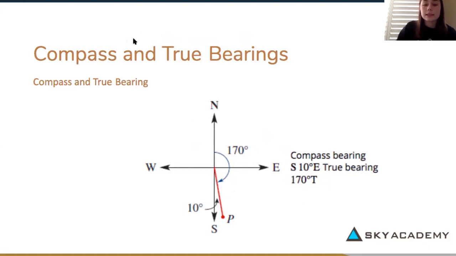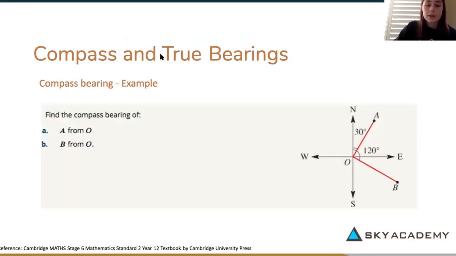So let's have a look at some questions now. Here we have some compass bearing examples. Find the compass bearing of A from O. And if we have a look, A is here. And we know that we can either be in the north half or the south half, and that's going to indicate what our first letter is, the point of origin. We're in the north half, so our first letter is going to be N. And now we have to figure out how many degrees we are east or west of north.